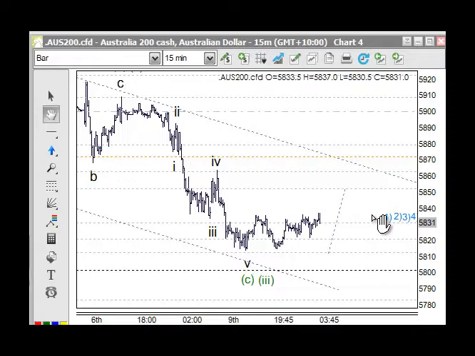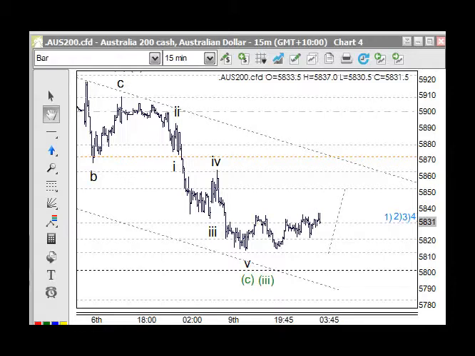So look, it's a corrective pattern. They are tricky little suckers and we need to work through them, and it's just a process. And the idea is that you may have made good money in the run up and now we're in a correction. Don't give it back.